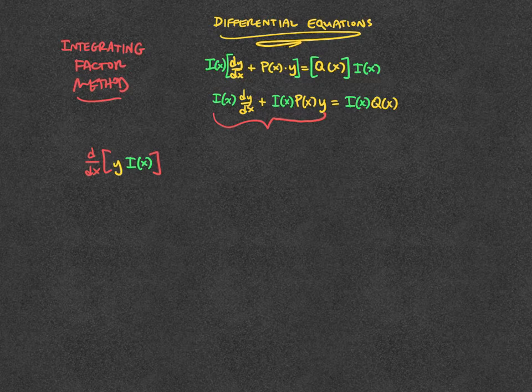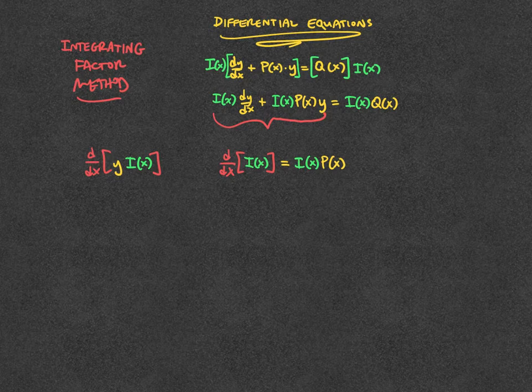So implied in this is that the derivative with respect to x of I of x is going to be equal to I of x times p of x. All right, now, why does this even matter? Because I can figure out what I of x is in terms of x, and then we'll be able to do some work with that. So bear with me here for a moment.